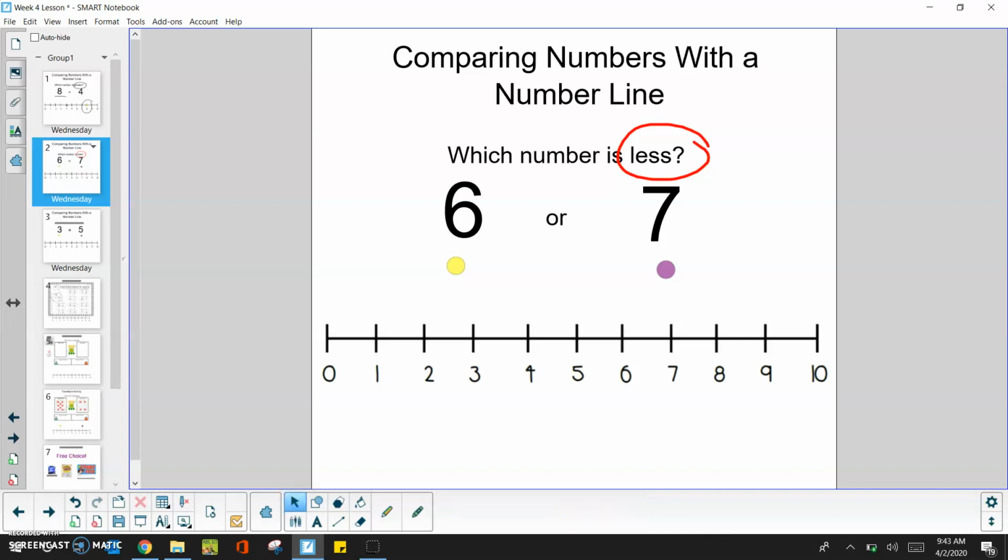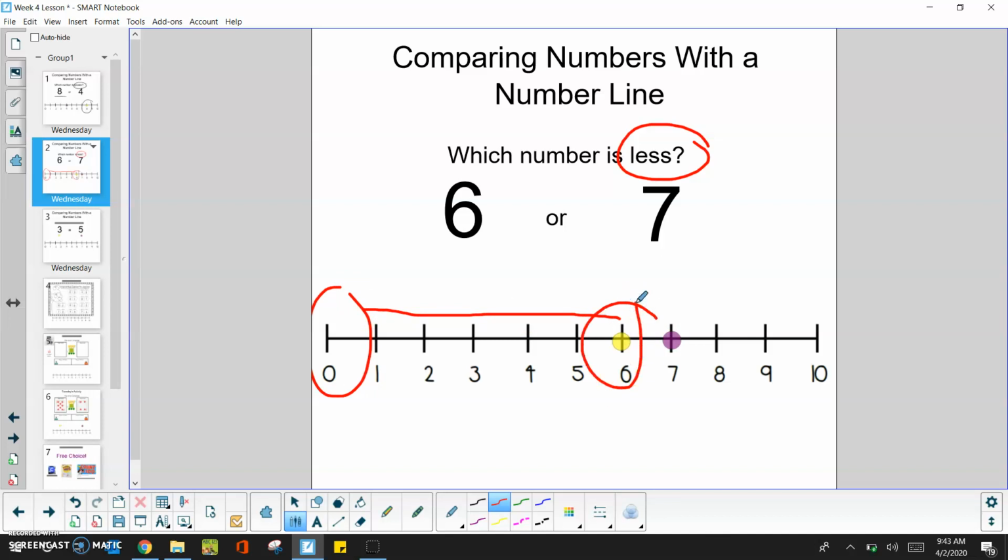Which number is less, 6 or 7? So let's move our dot for 6. We're going to put it right on top of the 6. And then let's move our dot for the 7, and let's put it right on top of the 7. So let's look at that. That one is a tricky one. Which number is less? Remember, we talked about that less means it's closer to 0. So which number is closer to 0? The 6 is the closest to 0. So which number is less, boys and girls? Hopefully you said that 6 is less than 7.